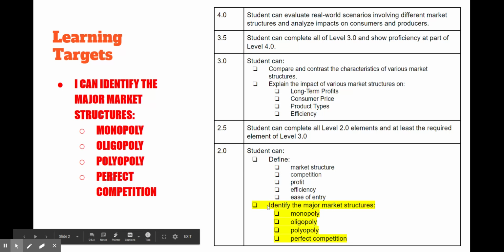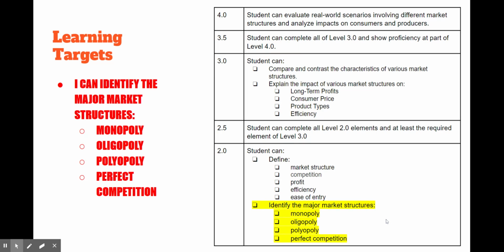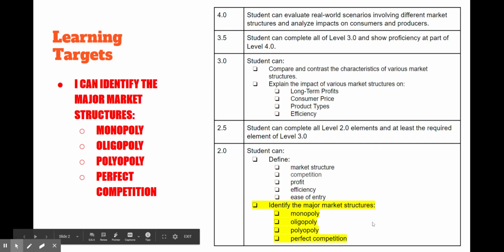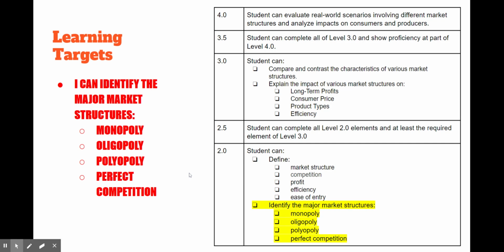We're going to be looking at the level 2 stuff, which is that you can identify the major market structures, including monopolies, oligopolies, polyopolies, and perfect competition. So it's a lot of funny words here. Some you may be familiar with, some you won't, but hopefully by the end of today's lesson, you have a rough idea of what each one is like.